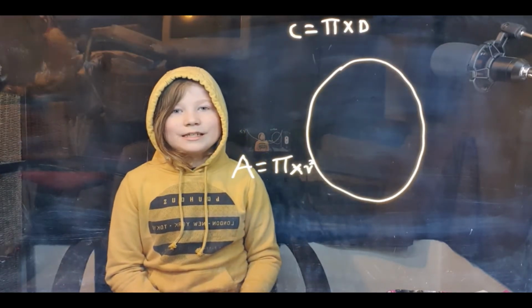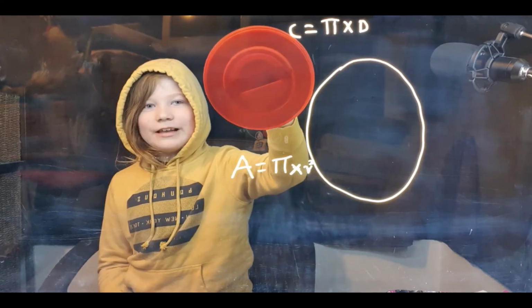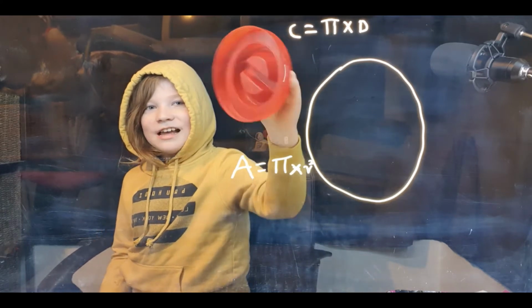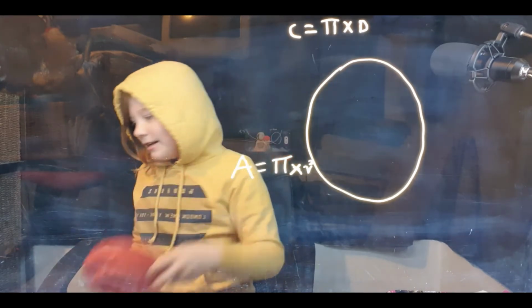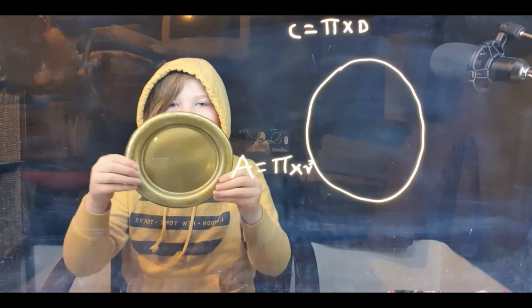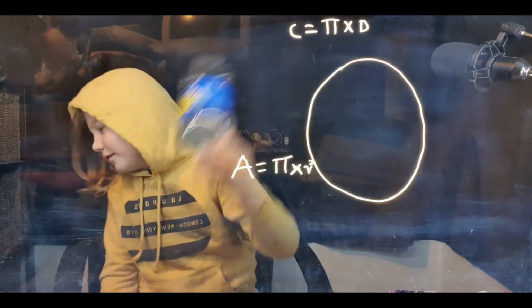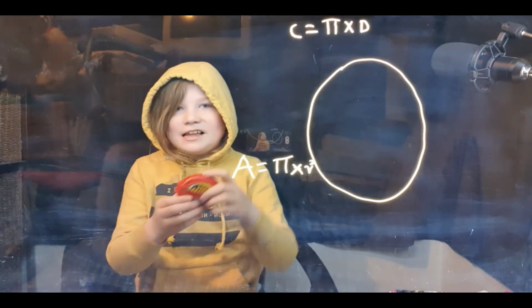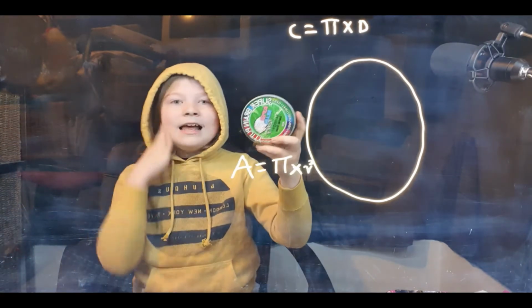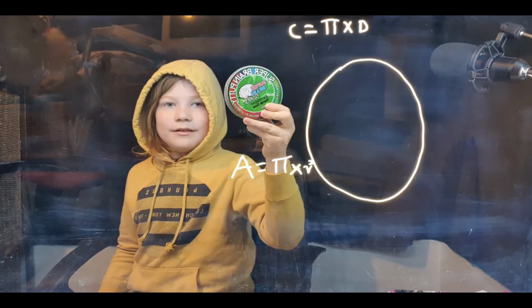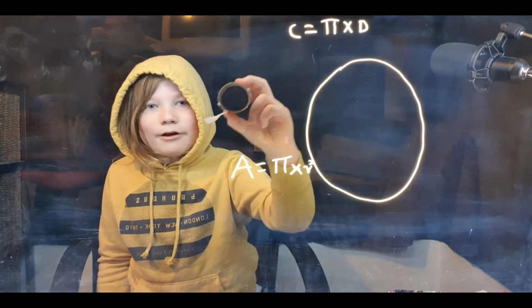I decided to do an experiment to test these formulas. How I did this experiment was I used circular objects that you would find around the house and I measured them using these formulas. The first is a pencil box lid. The second is a plastic golden plate. The third is the top of this bottle. The fourth is an empty gum packet. The fifth is an empty slime packet. And the final one is a toilet roll.